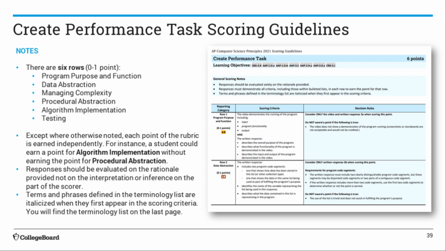Except where otherwise noted, each point is earned independently. There are some places where it'll say, refer to the code in 3C for 3D, but mostly each rubric row is rated independently. So if you lose row 4, for example, that doesn't mean you're going to lose row 5. And we're going to talk about that in a little bit.